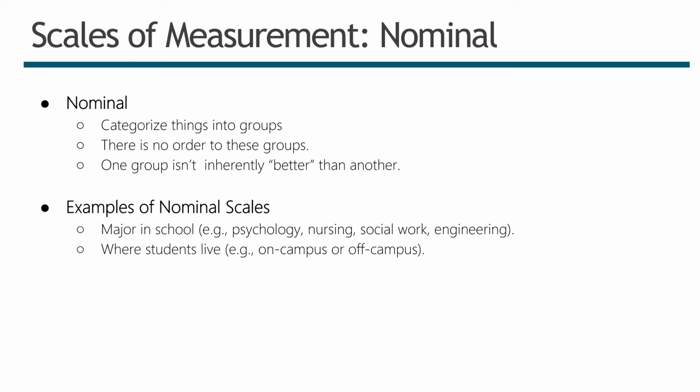Likewise, you could think about on campus or off campus, right? So you could assign numbers to those, like on campus could be 0, off campus could be 1, but those numbers don't indicate that one is higher or better or lower than the other.